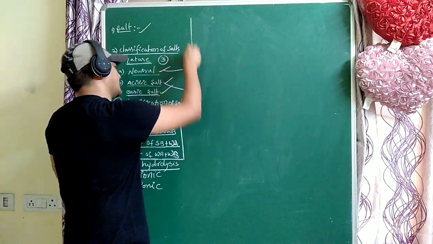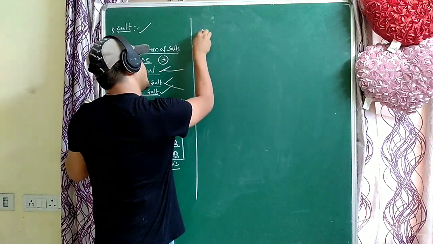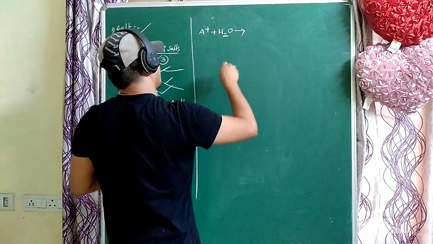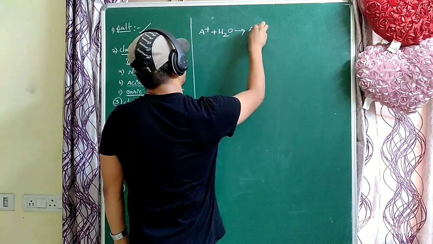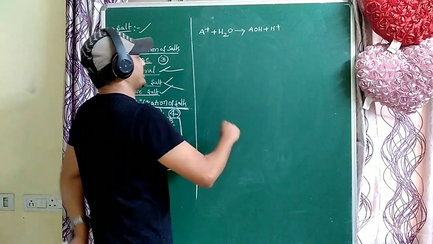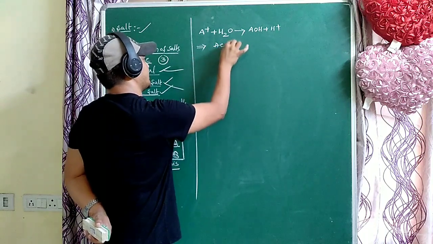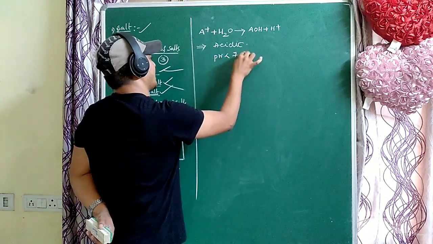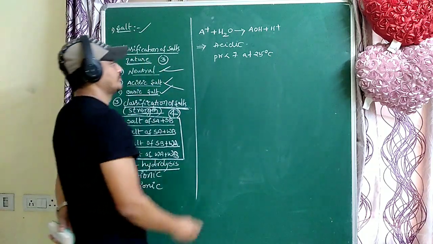What is cationic hydrolysis? For example, in a salt, only the cation reacts with water to produce H+ ion. That is called cationic hydrolysis. In cationic hydrolysis, the aqueous solution is acidic in nature. Why? Because here acid H+ is released. So the pH value is less than 7 at room temperature.